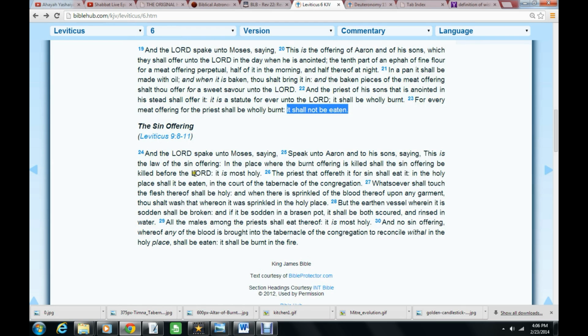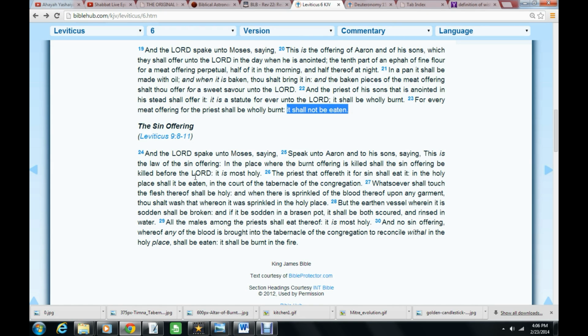The sin offering. And the Most High spoke unto Moses, saying, Speak unto Aaron and to his children and unto his sons, saying, This is the law of the sin offering. And Aaron was the guy helping Moses speak, because Moses couldn't speak well, so Aaron helped him out. So in the place where the burnt offering is killed, shall the sin offering be killed before the Most High. So the burnt offering and the sin offering is done near the same place.